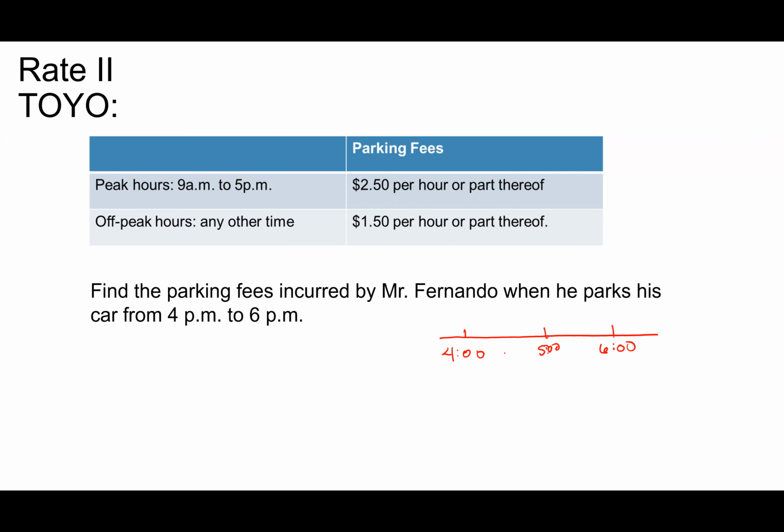And determine how much he's going to owe. Tyler, what do you have for your answer? $4. All right, how did you figure that out? That's correct. Good job. So that practice problem from 4 p.m. to 6 p.m. So 4 p.m. is in peak hours. Okay, great job.